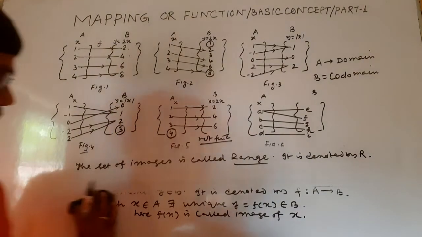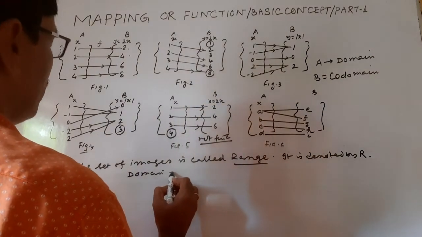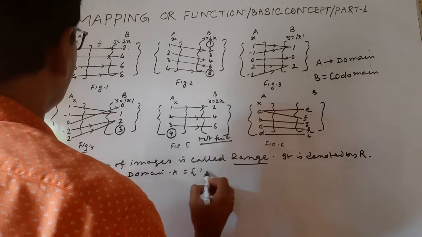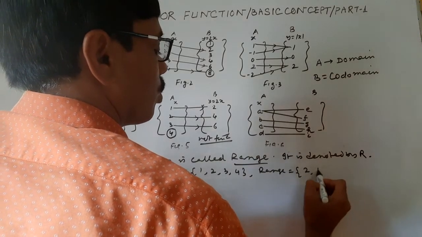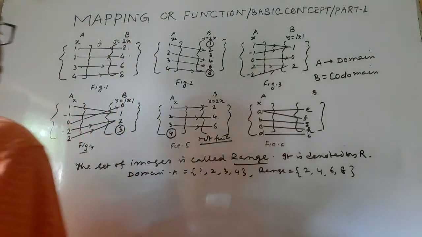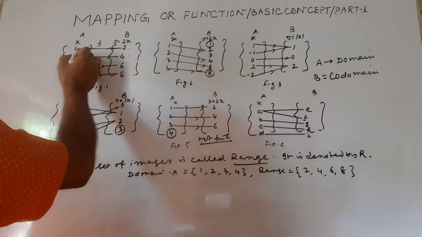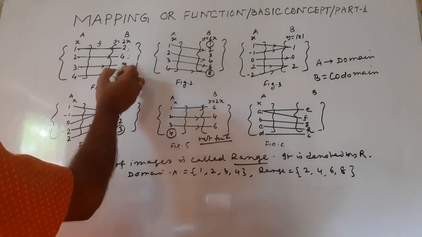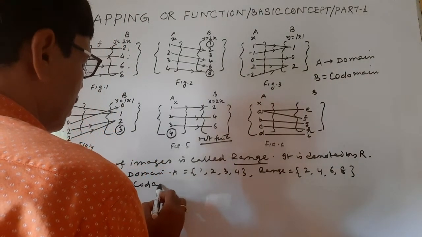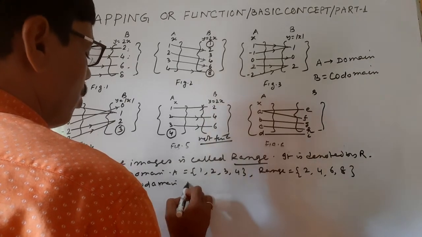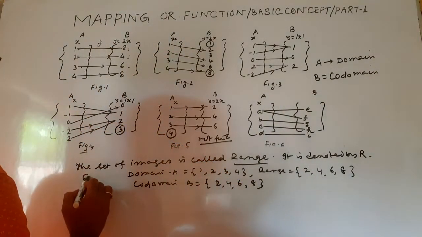So, for figure 1, what is domain? Domain is A. This is 1, 2, 3, 4. Range, 2, 4, 6, 8. So correspondingly, 1 corresponds to 2, 2 corresponds to 4, 3 corresponds to 6, 4 corresponds to 8. So range is this. And codomain, it is set B. Codomain, obviously codomain is B. So 2, 4, 6, 8. This is for figure 1.